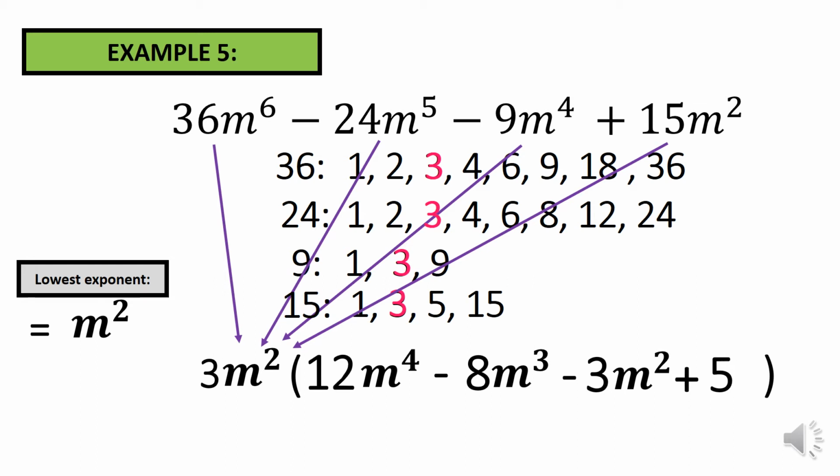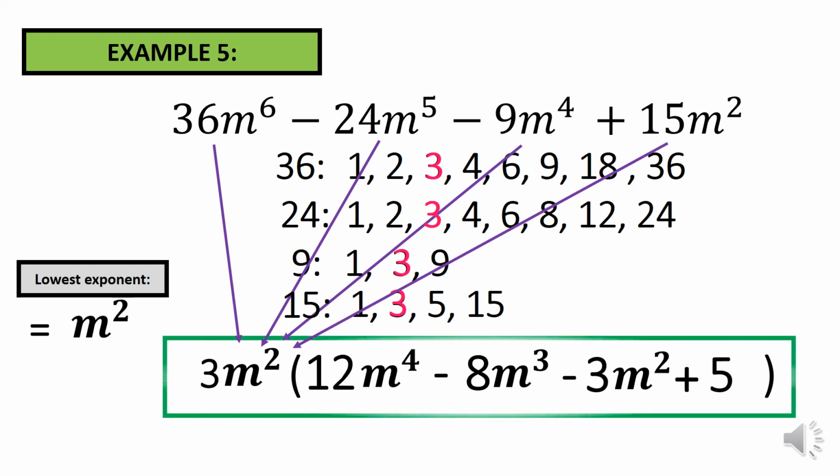Any number raised to 0 is equal to 1. And then multiplied by 5, so still that is equal to 5. So that means our final answer, or the factored form of our expression, is 3m squared quantity 12m raised to 4 minus 8m cubed minus 3m squared plus 5.